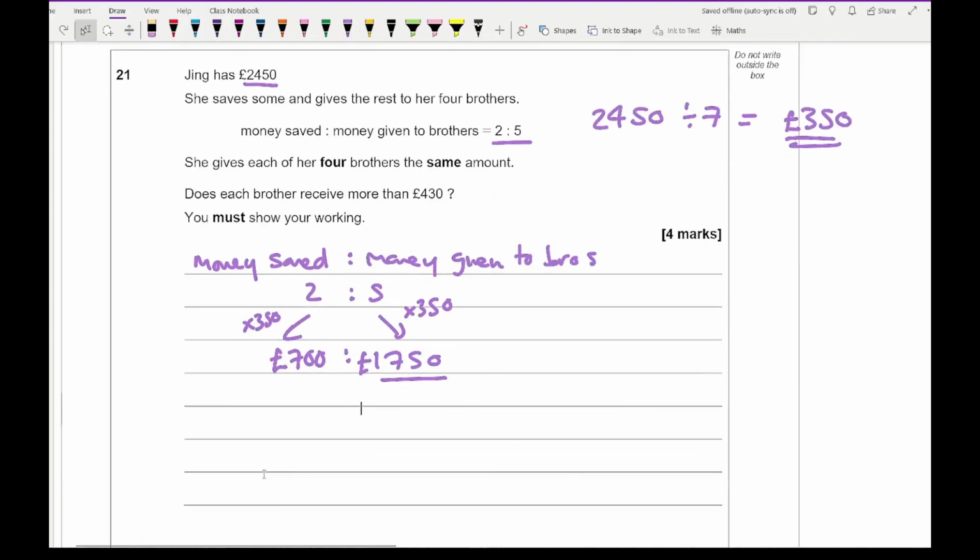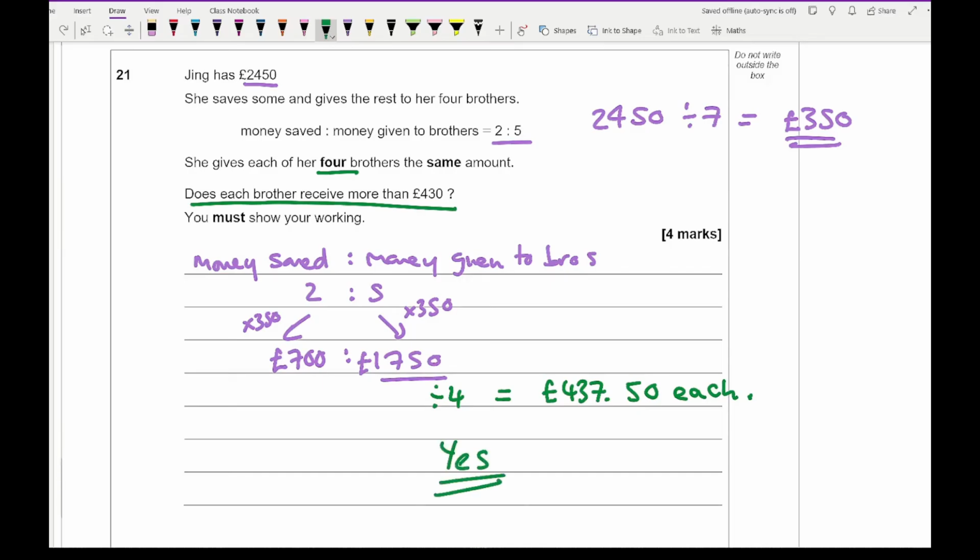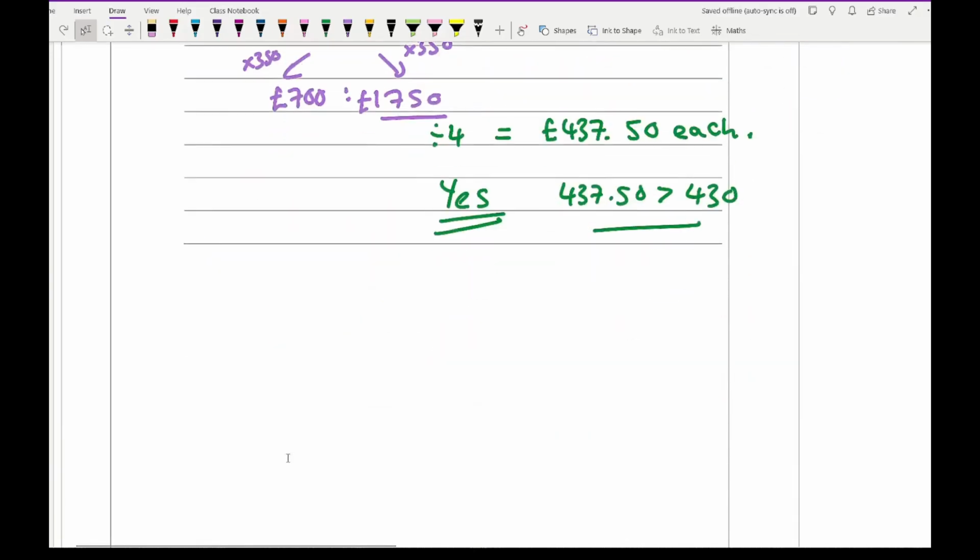And then what I need to do is see how much each brother gets. So we know that there are 4 brothers. So we divide this number by 4 and I get an answer of 437.50 each. So the question's asking, does each brother receive more than 430? Well, the simple answer is going to be yes. And make sure you always check what the question's asking. If I don't write yes, I'm only going to get 3 marks. So make sure you do state or answer the question, does each brother receive more than 430. And again, if you wanted to, you could write 437.50 is greater than 430, but that's going to be completely optional.